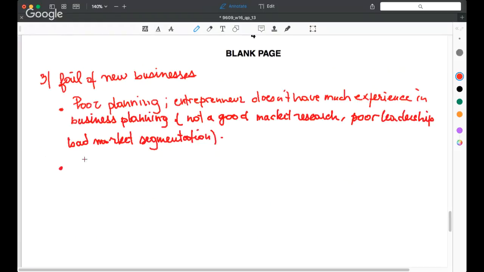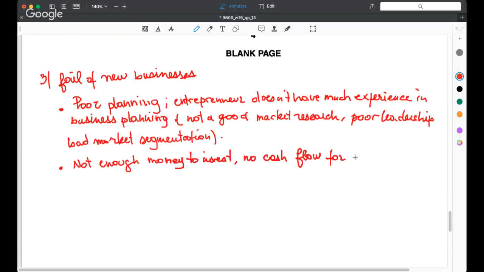Okay, not enough money to invest. Not enough money to invest. So no cash flow. Okay, no cash flow for day-to-day operational needs. Okay, it means operational.